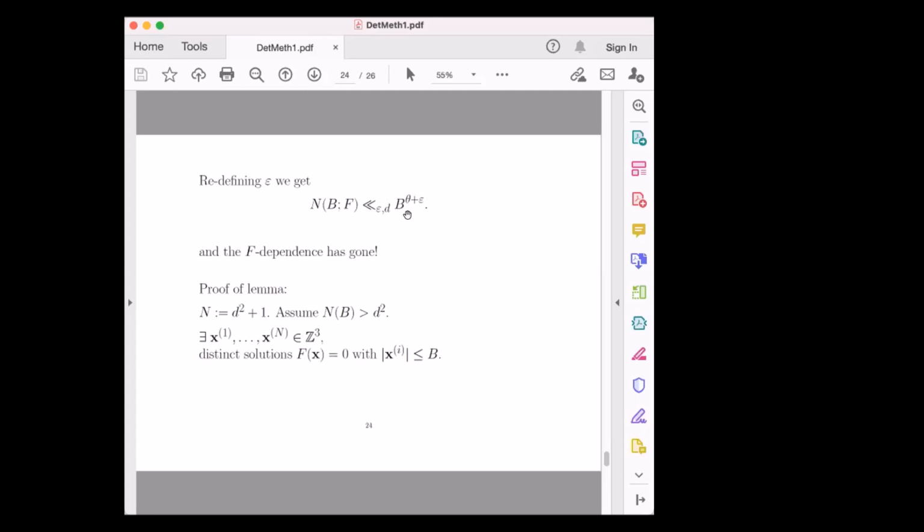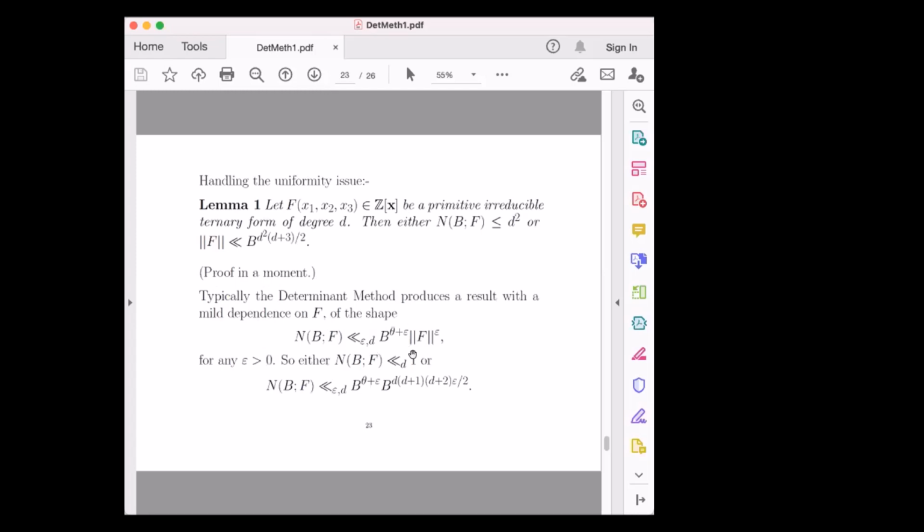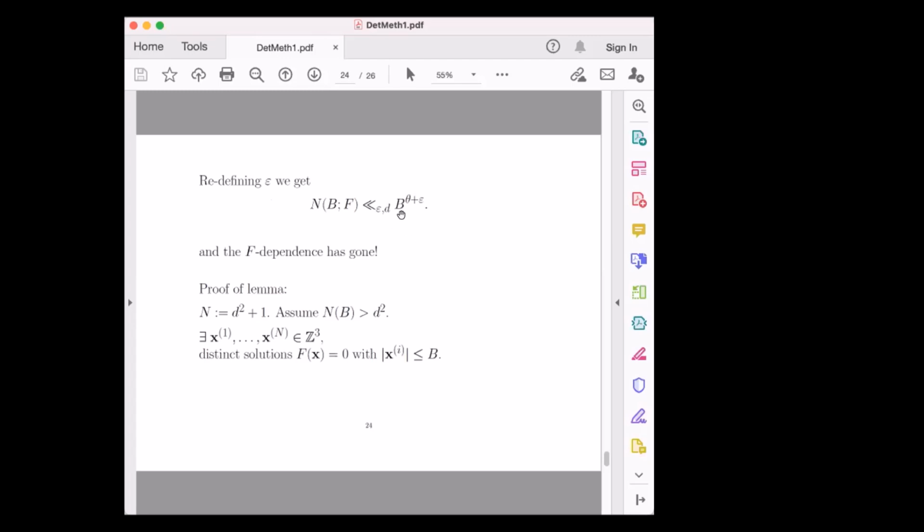This almost seems like black magic. You start off with a bound that includes F to the epsilon, and you end up with a bound that doesn't. It's really rather clever.